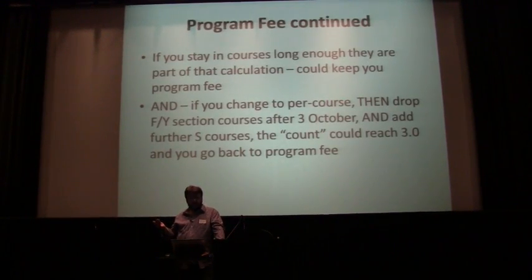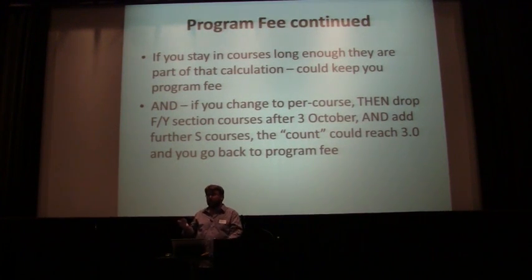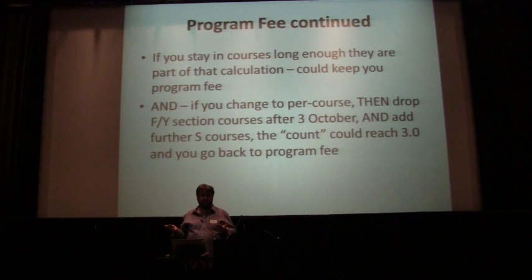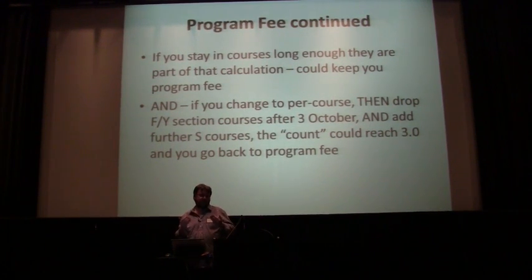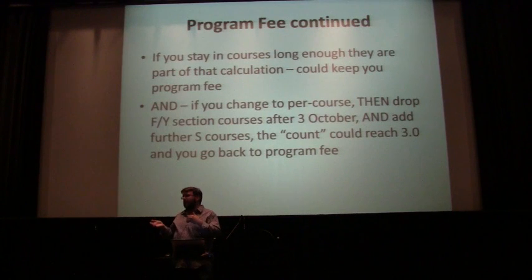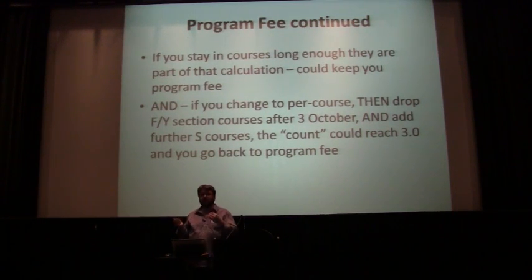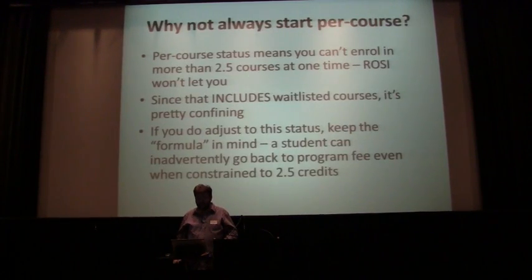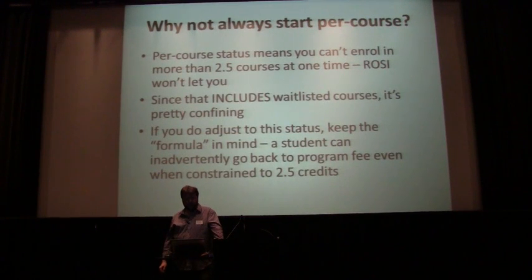And so like I say, there are 2 implications. One is that if you stay in a course long enough and you don't drop it early, it may be part of that calculation. You may be married to the program fee. And it also means that even if you're per course at the beginning of the year, if you drop an F course or a course in September late and then add an S course, your count may actually bump back up to 3, and suddenly, bam, you're back to $5,700 or $28,000 in a snap. And so you've got to be careful about that.